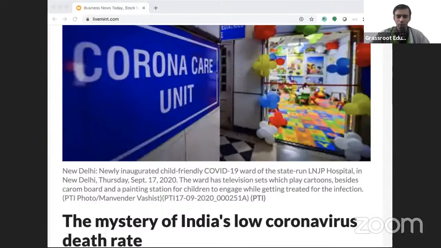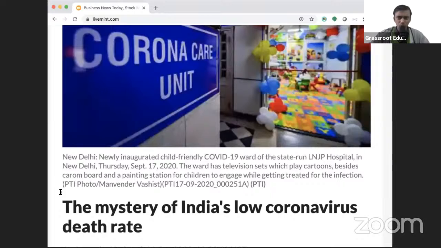Okay, welcome everyone. Now, the topic for today is the mystery of India's low coronavirus mortality rate, death rate, which means that in other countries, unfortunately, people have been dying. But in India, it's not the case. People have been able to fight the virus in a better way. So, what are the reasons? That's what we are going to explore. So, let's begin.